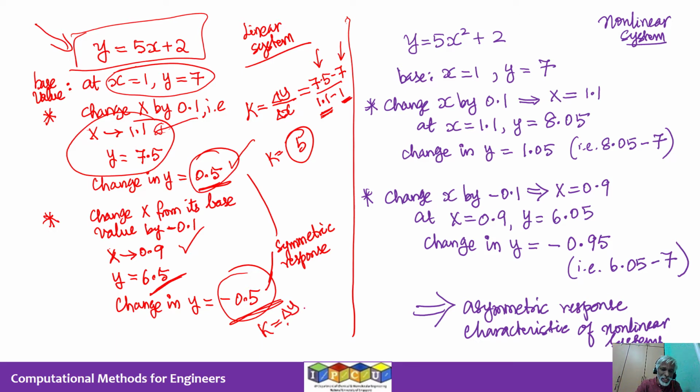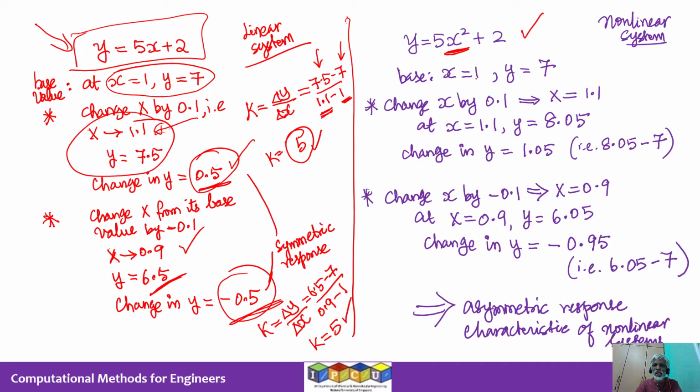So if you calculate the gain here, k is equal to delta y by delta x. This is going to be equal to 6.5 minus 7 divided by 0.9 minus 1. If you do it, you're going to get k = 5. So kindly note that the gain of the system is the same whether you perturb the system in the positive or negative direction. This is a characteristic of a linear system. Now, let's do a similar experiment on a nonlinear system, which is given by 5x squared plus 2. This induces nonlinearity in the system because of the x squared term.